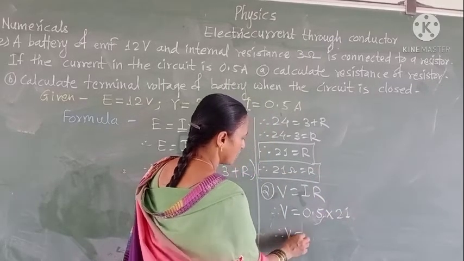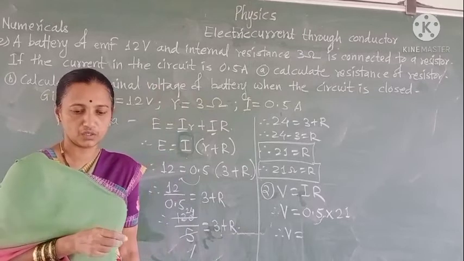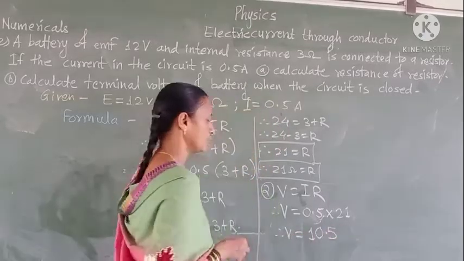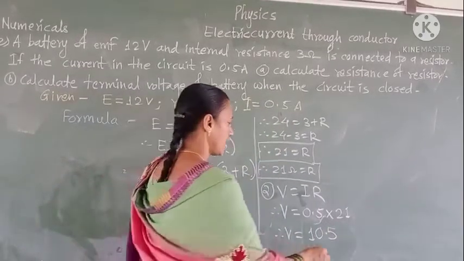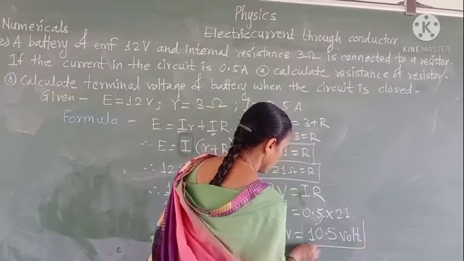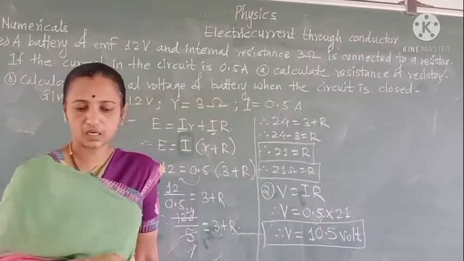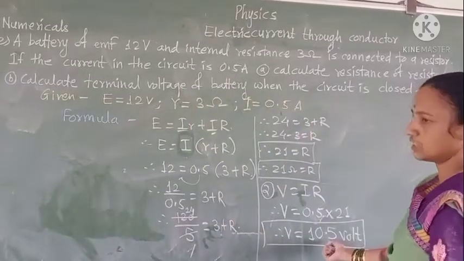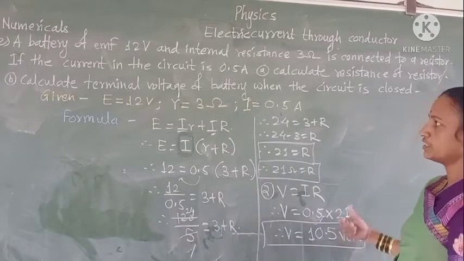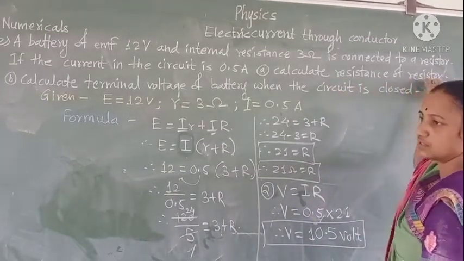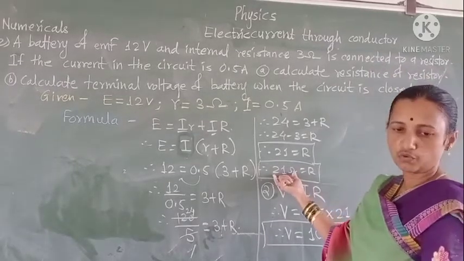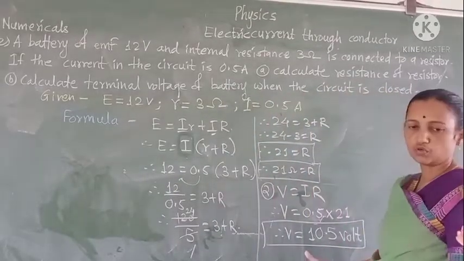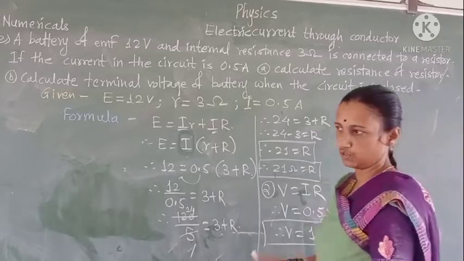Hence we have to multiply this 21 by 0.5. We get the value 10.5, taking the decimal point, so V has the value 10.5 volt. That is the terminal potential difference of the battery when the circuit is closed, which is equal to 10.5 volt. Here we have to calculate the resistance of the resistor, which is equal to 21 ohm, and the terminal voltage of the battery when the circuit is closed is 10.5 volt.